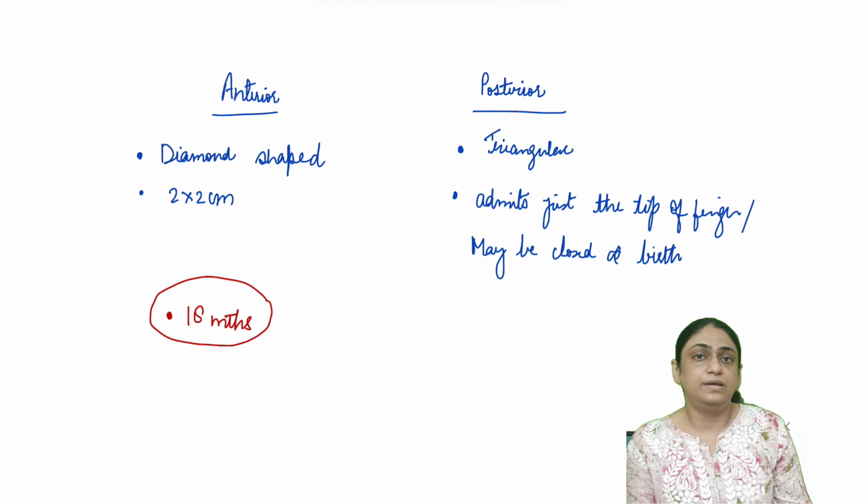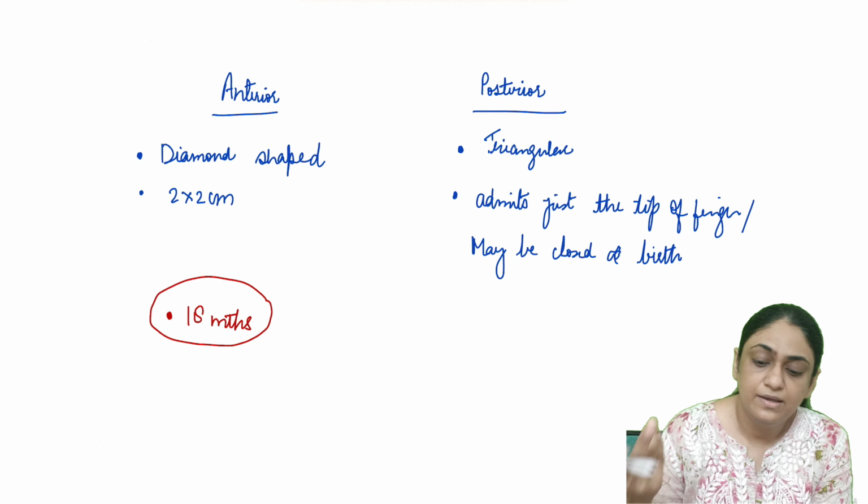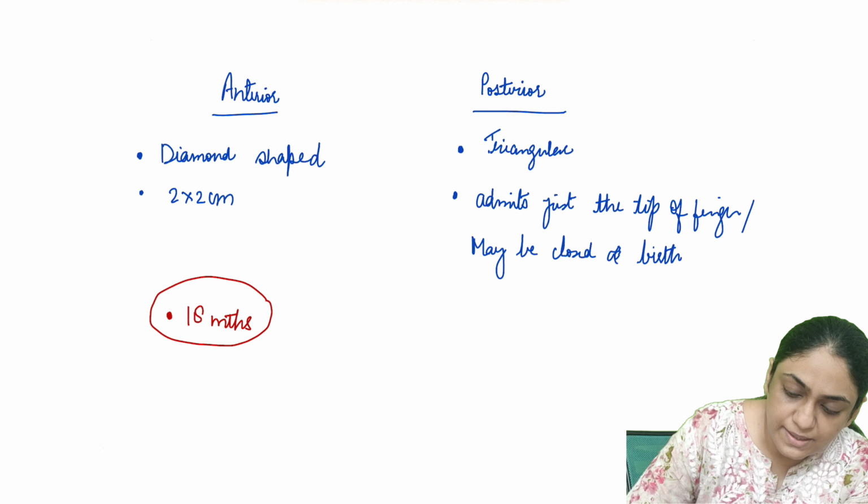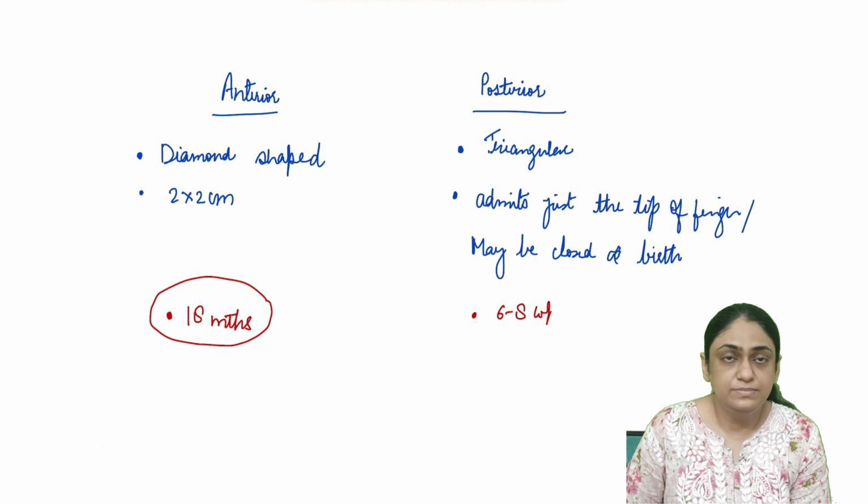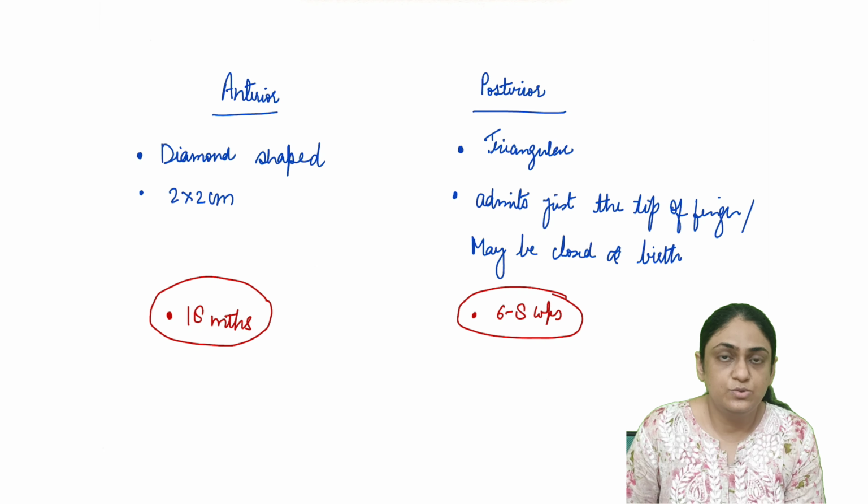When does posterior fontanelle close? छोटा है, जल्दी बंद हो जाएगा. Simple फंडा. ठीक है. तो it closes by 6 to 8 weeks. Posterior fontanelle closes by 6 to 8 weeks.